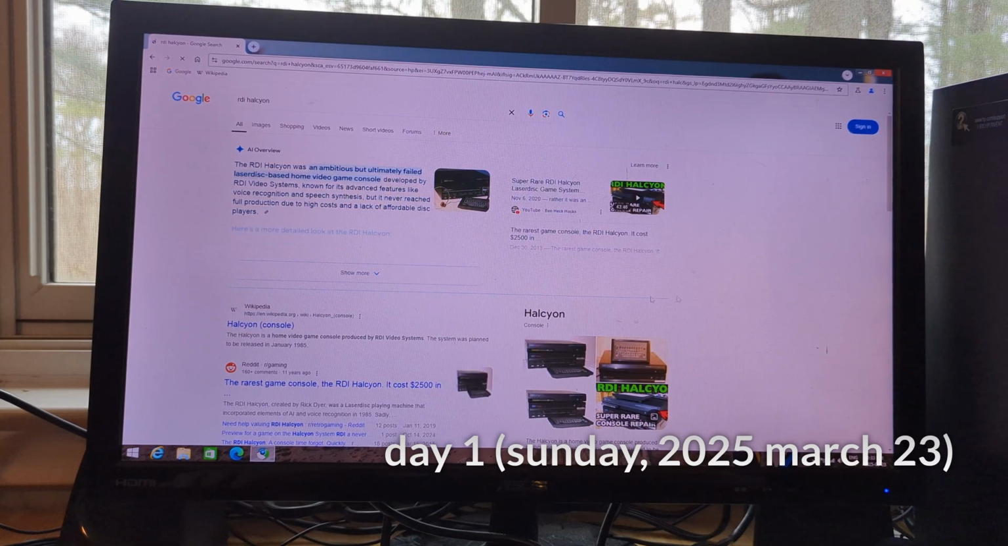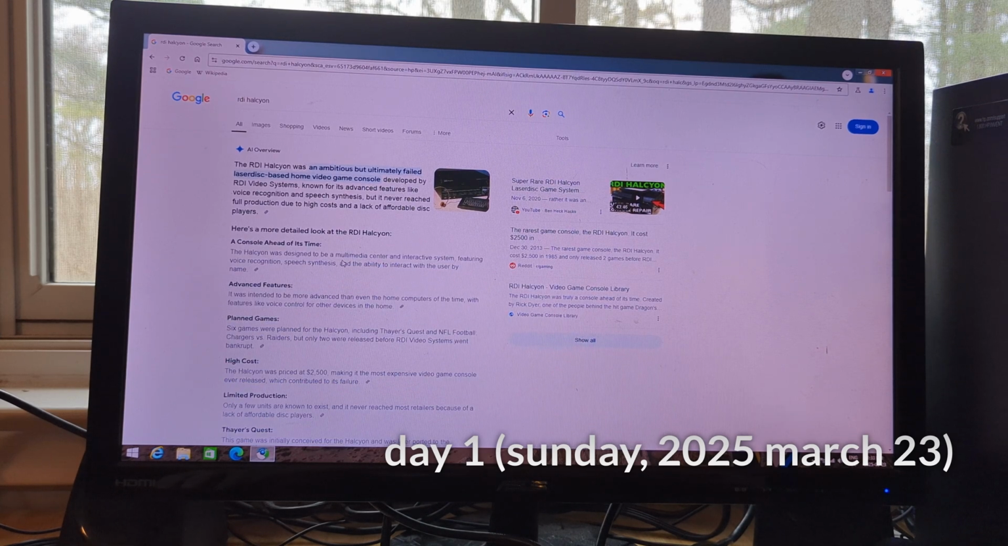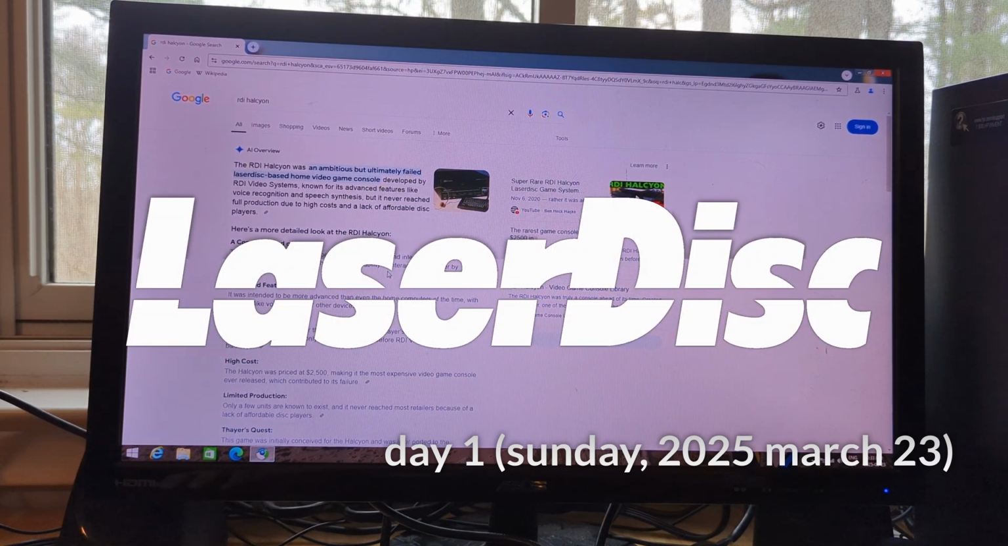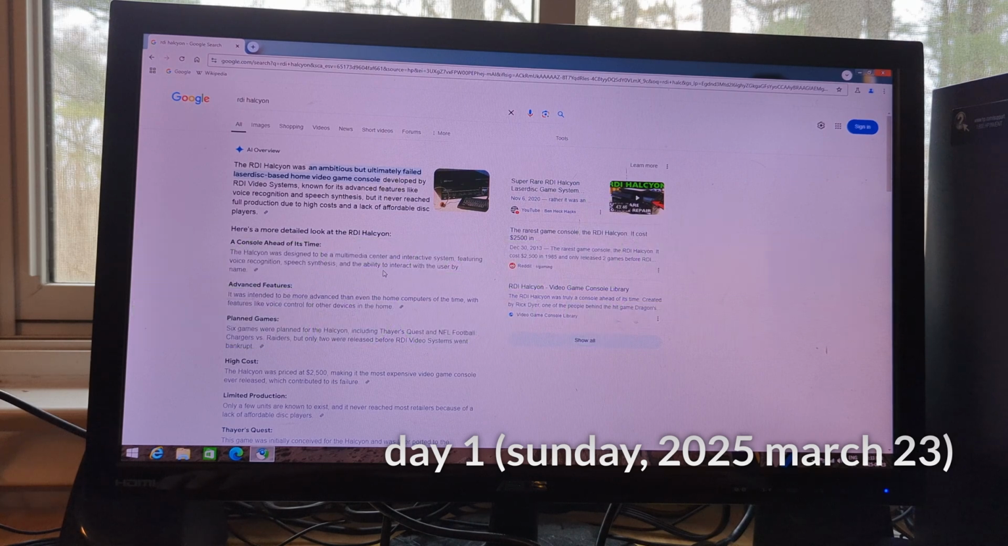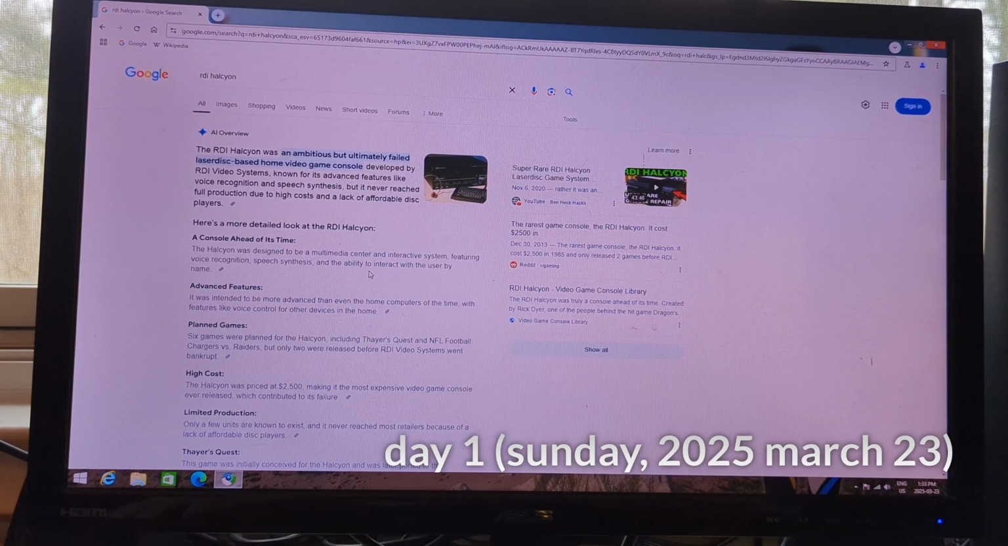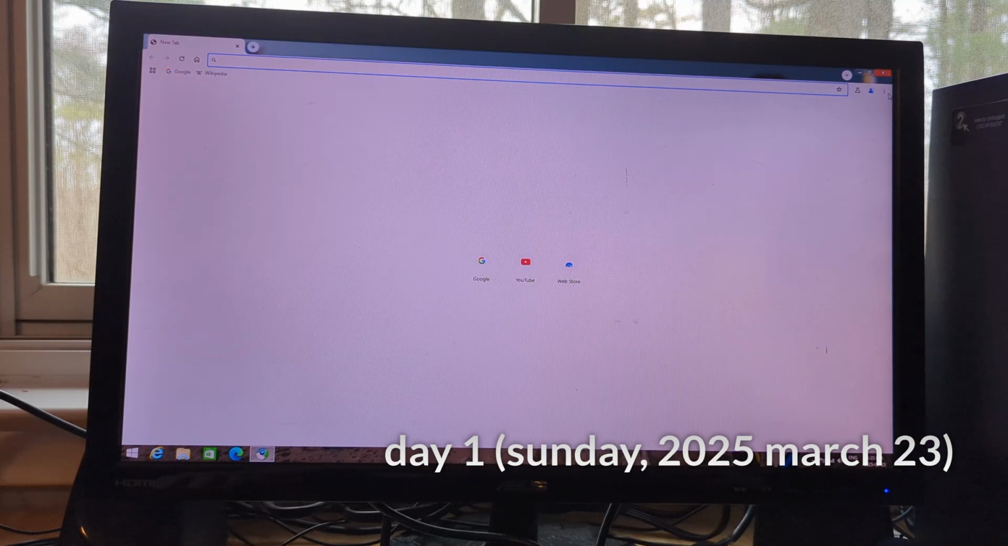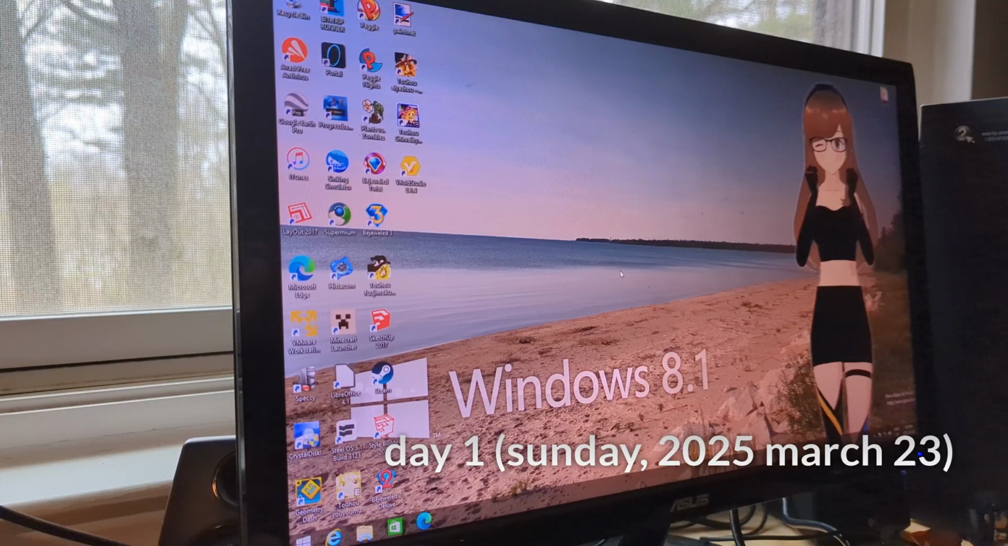Particularly, I was looking up the RDI Halcyon, which was an unreleased 80s gaming console that would have used Laserdisc technology. It's pretty much unobtainium, and that's why I was curious about it. I was curious about it before the video started, and so that's why I'm looking it up now. Alright, I suppose we should probably exit out of this, and then disconnect from the internet. For now, one other thing I want to do, I guess we'll go play some games.